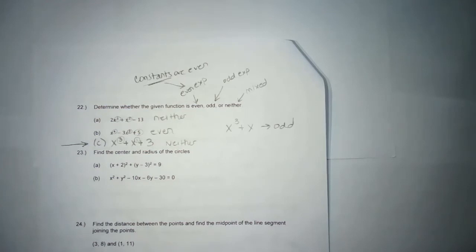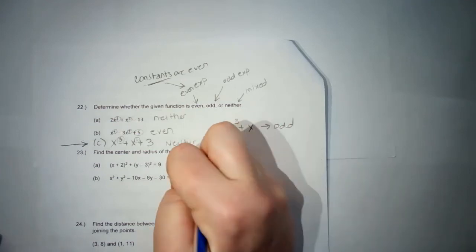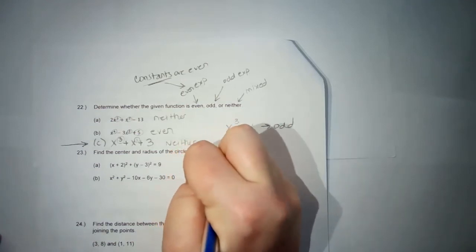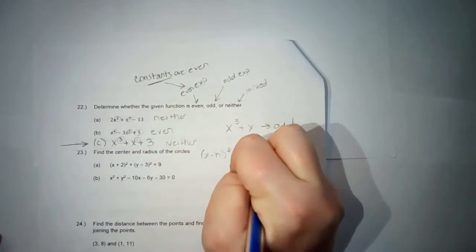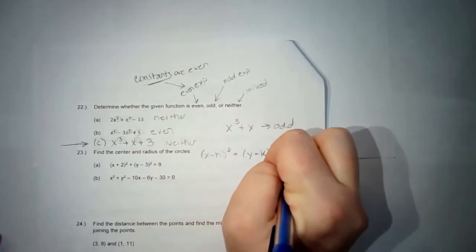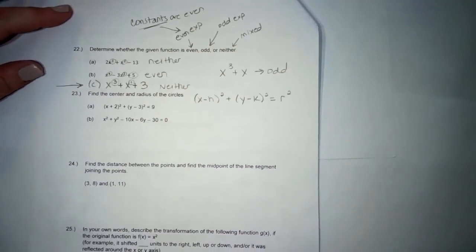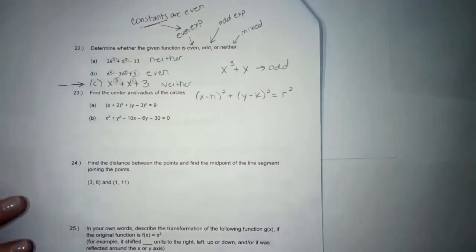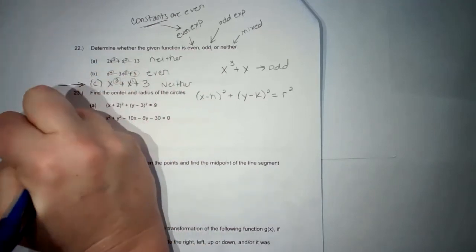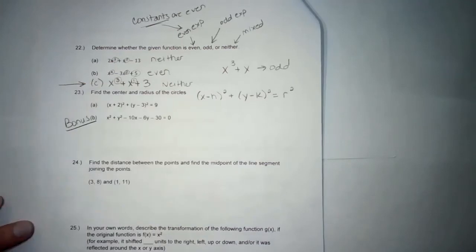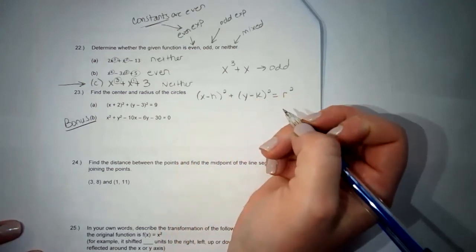Find the center and radius of the circles. All right, we need another formula in here. Okay, so remember your standard form of a circle is this. All right, 23A is a regular test question. 23B is a bonus. All right, everybody okay with that? Okay, so all they want you to do is find the center and the radius.